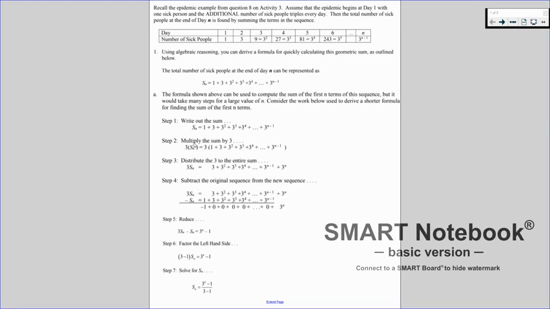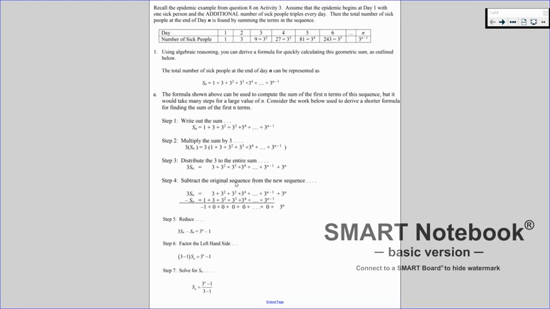What we're going to do in step 2 is we multiply this sum. So we're going to multiply this equation by 3 on both sides. So we get 3 times s sub n, and then 3 times this whole sum of 1 plus 3 squared, and so on. Then we distribute the 3 into this group, and we get 3 times 1, 3 times 3, 3 times 3 squared. So really what happens is each exponent just gets bumped up 1.